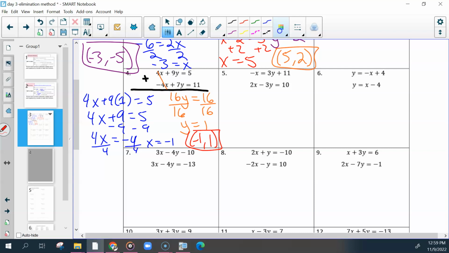Five is the next one we're going to do for a couple reasons. One, these aren't lined up. So we either need to make the first one look like the second one or make the second one look like the first one. So do we want to change the first one or the second one? It doesn't matter. The first one, okay. So if we change the first one to look like the second one, the y needs to be on the same side. So we're going to subtract it over. And then I'm going to rewrite it. So negative x minus 3y equals 11. Now they look similar.